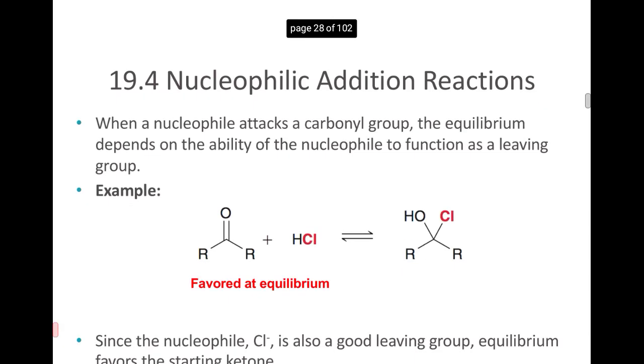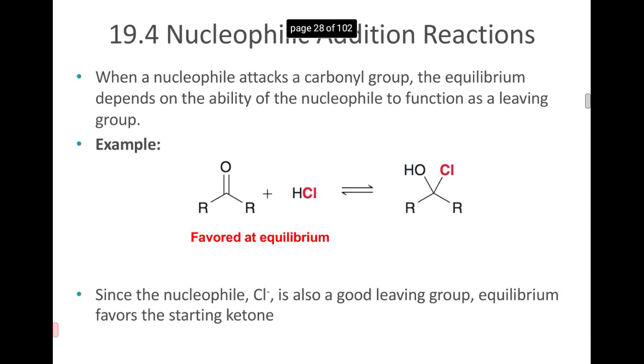So, when a nucleophile attacks a carbonyl group, the equilibrium depends on the ability of the nucleophile to function as a leaving group. It says here, if I have a ketone and I treat it with hydrochloric acid, I can add chloride and a proton to the molecule. Since the nucleophile chloride is also a good leaving group, the equilibrium favors the ketone in this case.